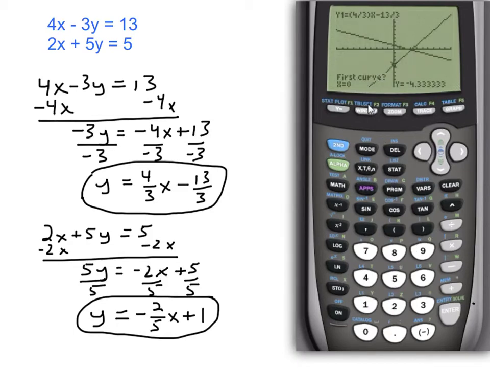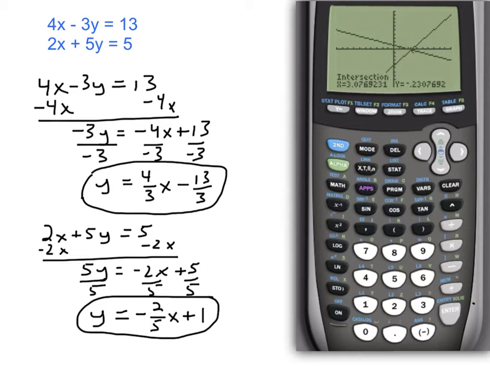And then when it says first curve, all you have to do is hit enter. When it says second curve, just hit enter again. But when it says guess, you actually want to use your right or left arrow key to move that cursor close to the point of intersection and then hit enter. And notice the calculator displays both the x and the y coordinate of that point of intersection. And they're decimals, and you'd have to round them off.